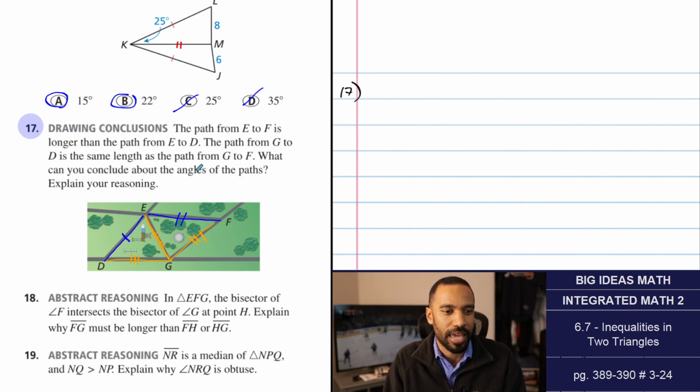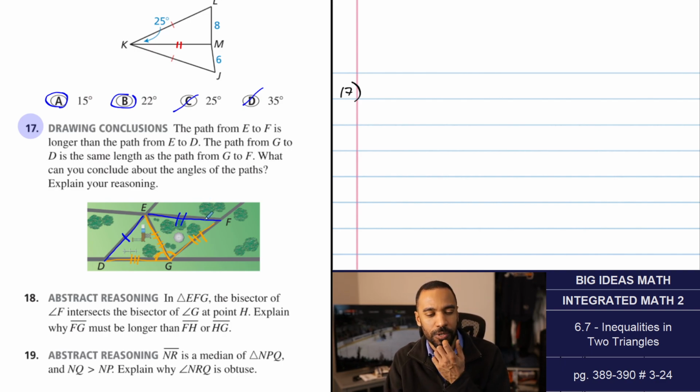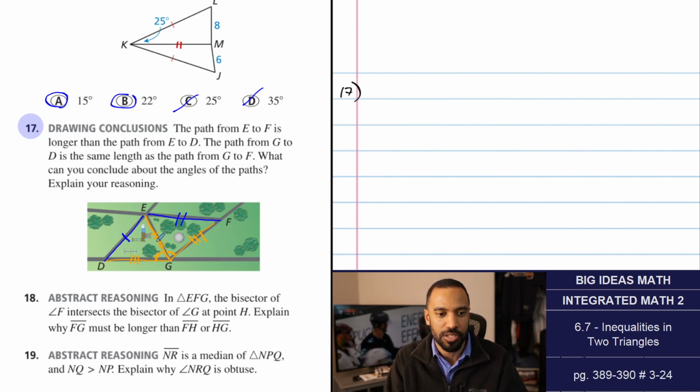What can you conclude about the angles of the paths? Explain your reasoning. Well, they're not telling us which ones to compare, so we're going to figure out which ones we want to compare here. The ones we want to compare are the ones opposite the sides that are different, which is comparing this one and this one. No, I'm not making them the same. I'm just showing which ones you want to do. EF is bigger than DE. We got congruent sides from these, congruent sides from these guys, so here are the included angles. If EF is bigger than DE, then EF's angle G is bigger than DE's angle G.